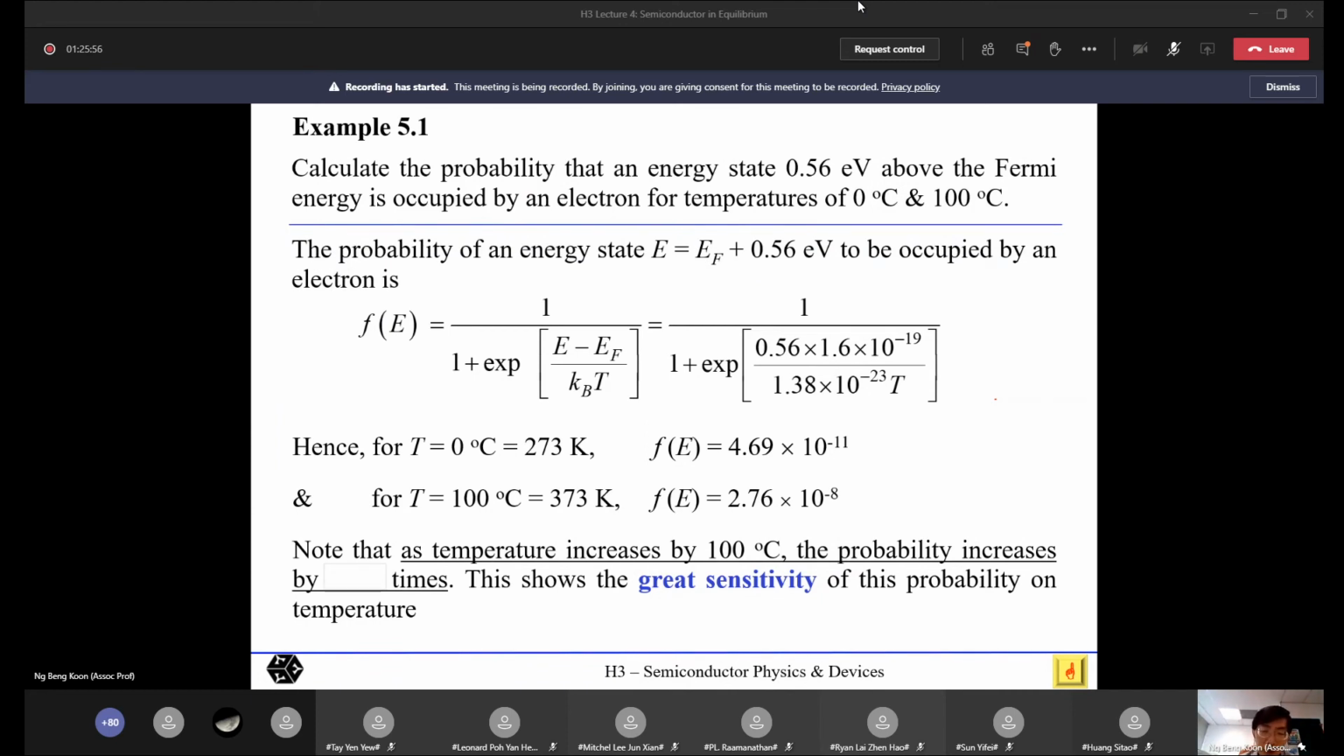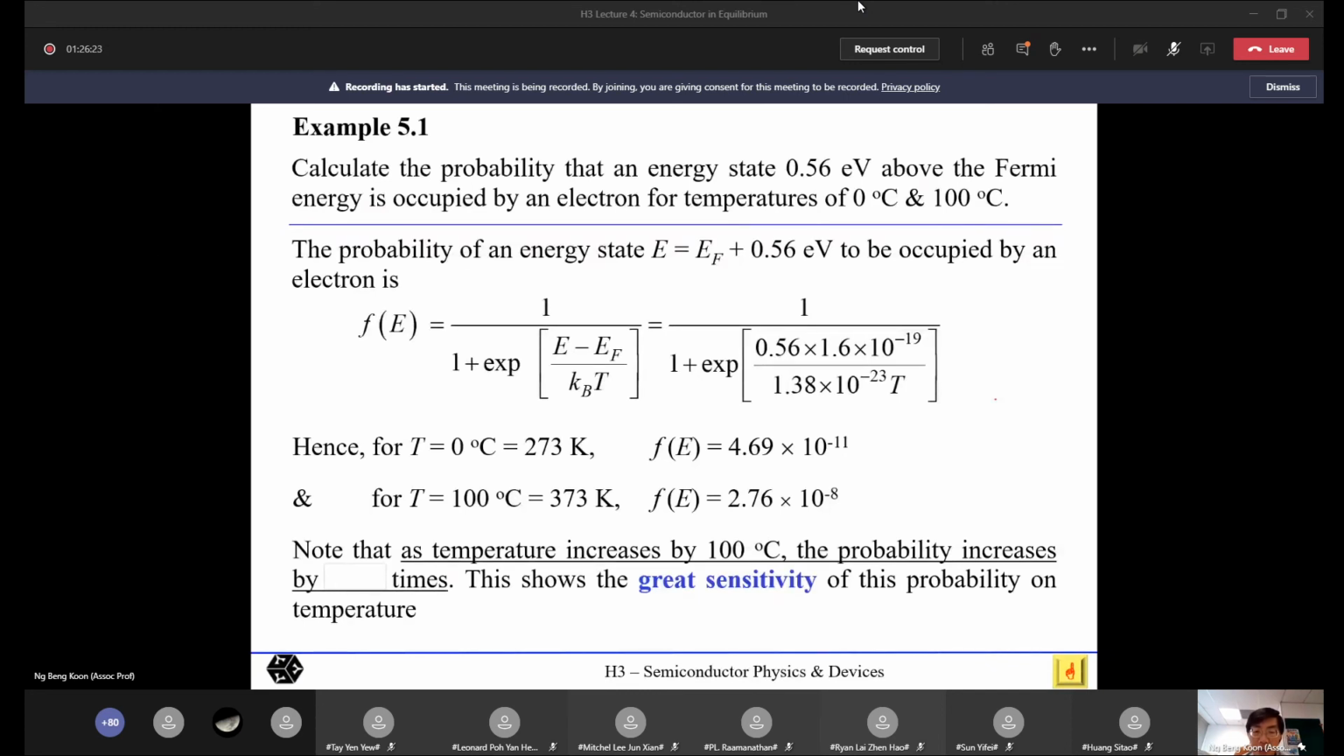When your temperature is 100 degrees Celsius, which corresponds to 373 Kelvin, you find that the probability now goes up to 10 to the power minus 8. Although the value is still very small, this 100 degree change in the temperature actually resulted in 3 orders of magnitude of change in the probability. So it's 100 times more now at 100 degrees Celsius.